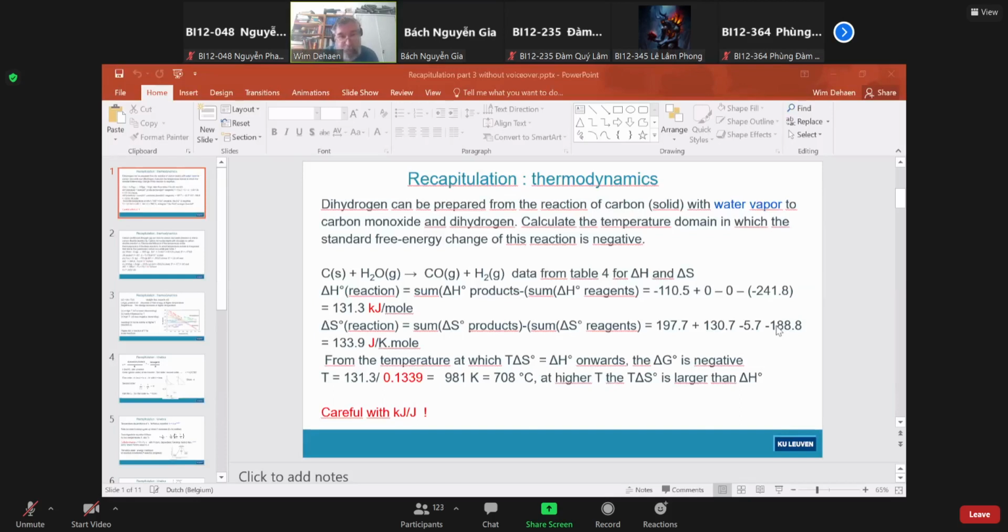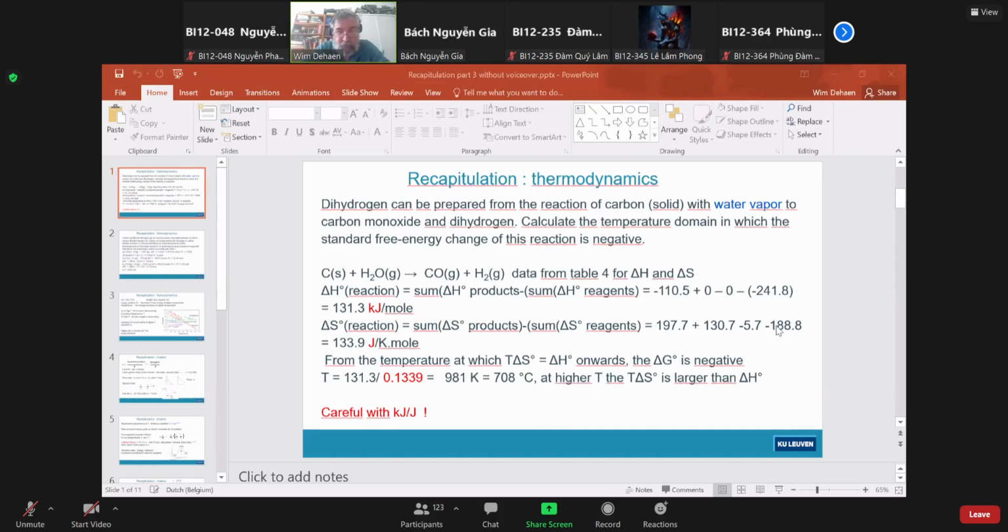This is a calculation of enthalpy changes. I will go a bit faster. So enthalpy changes, entropy changes, and then free energy can be calculated from that if you know the temperature. The data are taken from tables. So delta H was positive, 131.3 kilojoule per mole. Delta S was also positive for this reaction, 133.9, but it's in joule. So keep into account that there's a factor of 1,000 between joule and kilojoule.